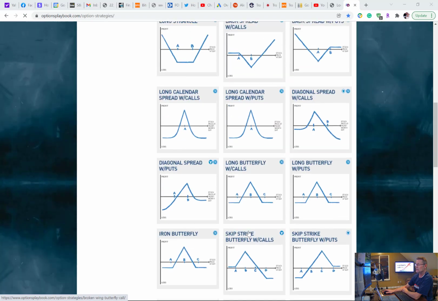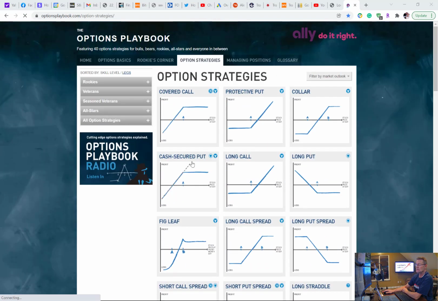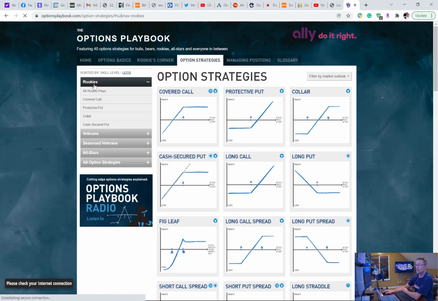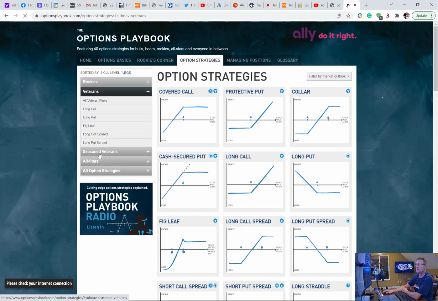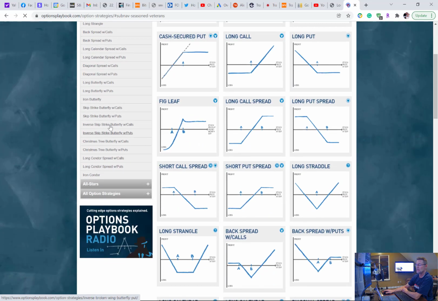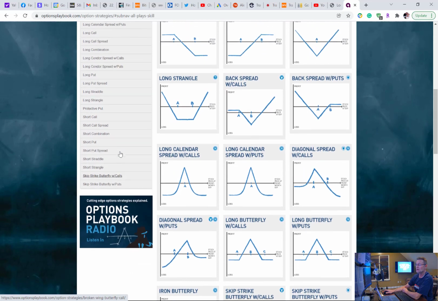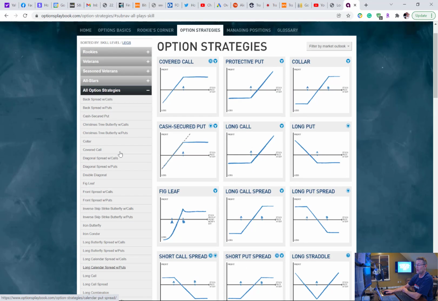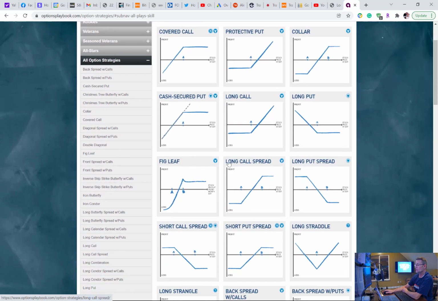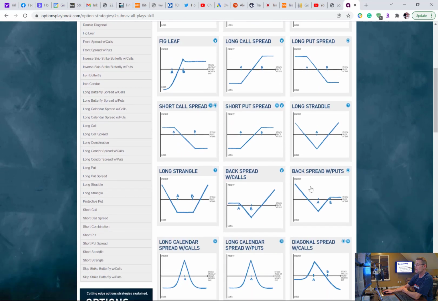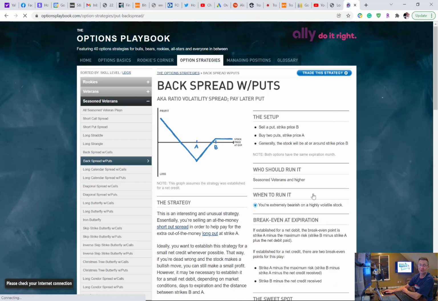Pretty much every trading strategy that you can think of is in here, and they categorize them all from basically starting positions to more veteran type trades to seasoned traders. They've got all different types of trades. If you look at all option strategies, again, pretty much everything that you've heard of, you can find in here. So for example, let's find one here. Back ratio spread trades with puts. Very popular right now with how the market is reacting in such a bearish manner.